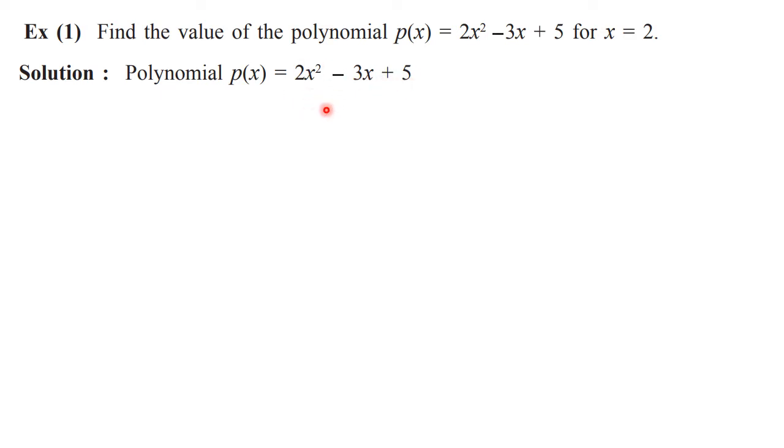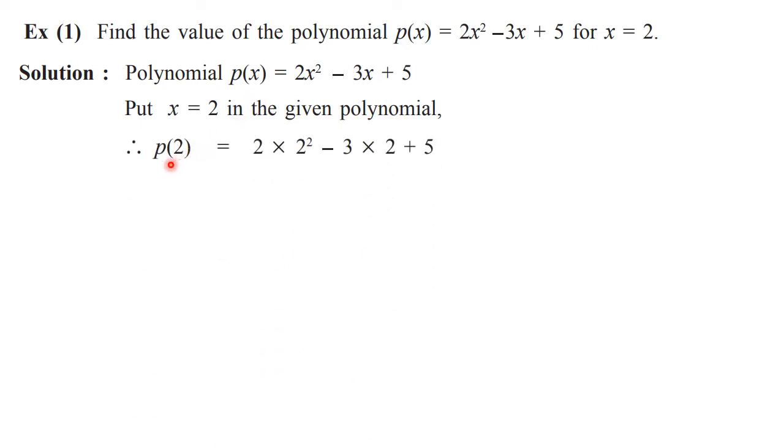Now in next step you have to replace x by 2 everywhere. So we have to put x is equal to 2 in the given polynomial, and then we will get p of 2 is equal to 2 into 2 square minus 3 into 2 plus 5. See, everywhere in place of x 2 is written. So 2 square is 4 and 4 into 2 is 8. Here we will get the answer 8. Here we will get minus 6 and plus 5. So it is 8 minus 6 plus 5.